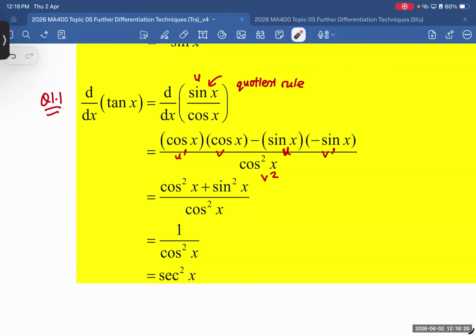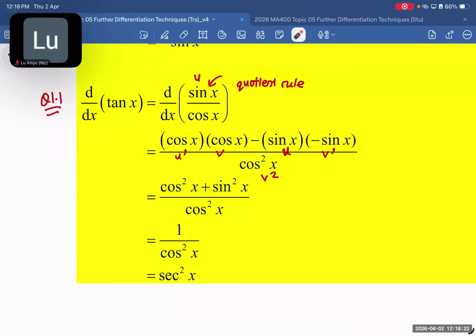So you get 1 over cos squared. 1 over cos squared is secant squared.